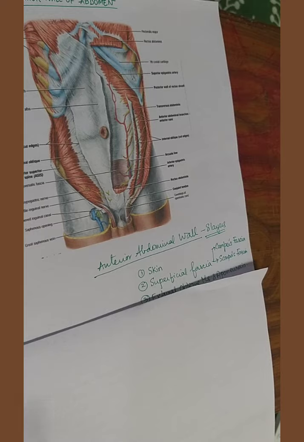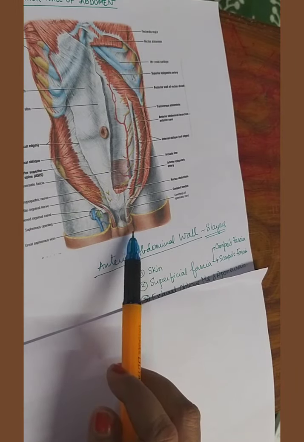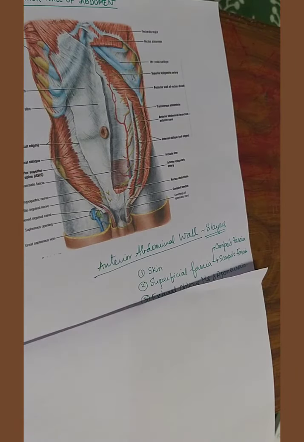Now this fascia of Camper is continuous with the subcutaneous fat of the adjoining area. And as we descend over the scrotum, it is replaced by the involuntary dartos muscle. That fascia of Camper is replaced by the dartos muscle over the scrotum.